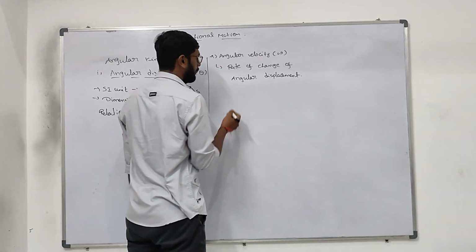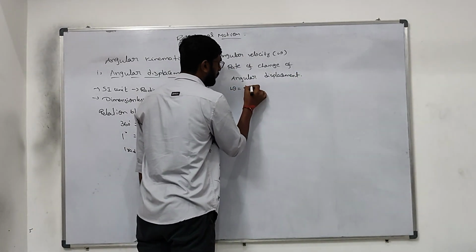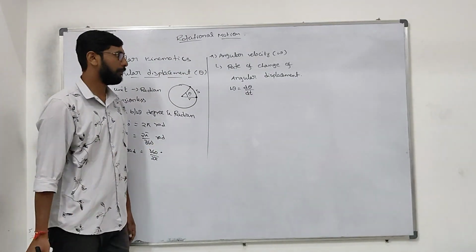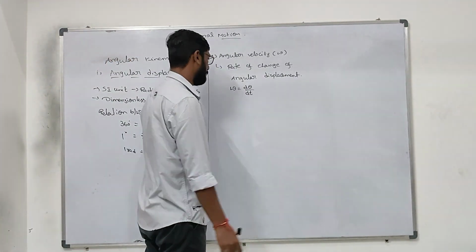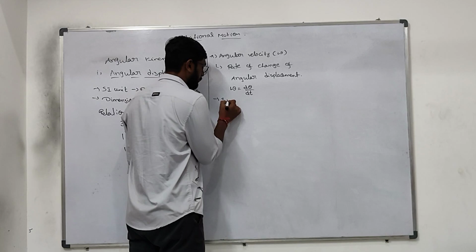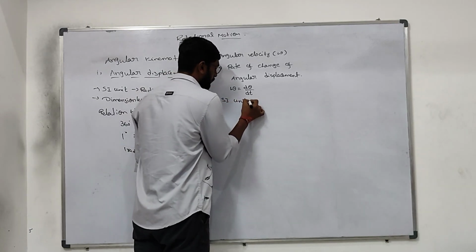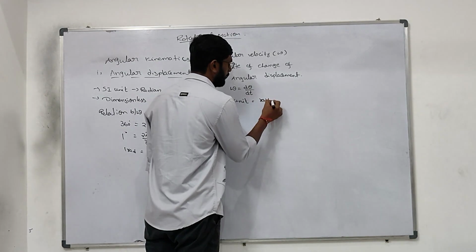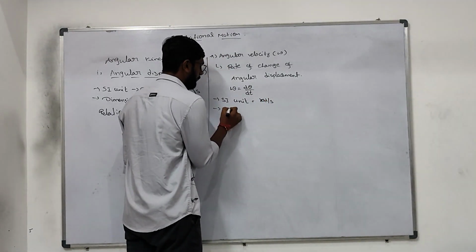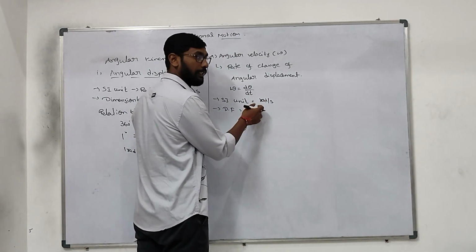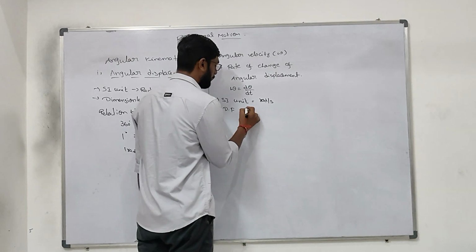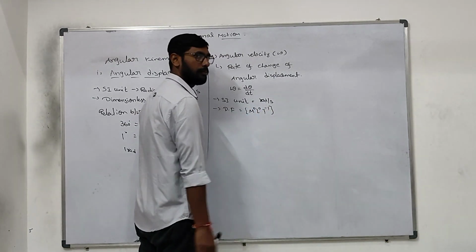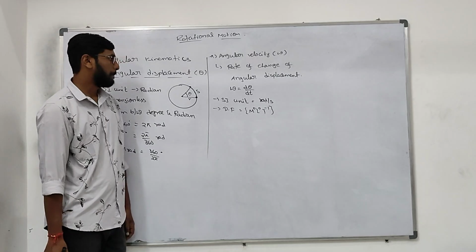Angular displacement. So omega you can write as d theta by dt. Right? So the SI unit is what? Radian per second. Dimensional formula: radian doesn't have any seconds, so it will be M power 0, L power 0, T power minus 1. That is the dimensional formula.